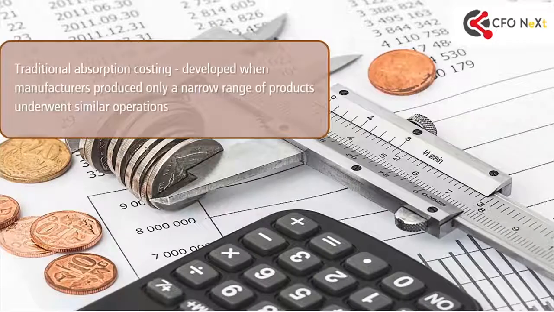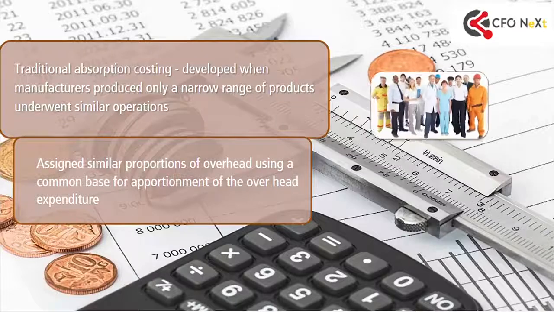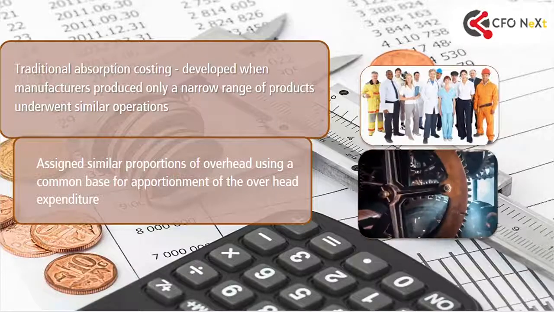Traditional absorption costing was developed when manufacturers produced only a narrow range of products, so that products underwent similar operations. Hence, they were assigned similar proportions of overhead using a common base for apportionment of the overhead expenditure, for example, labor hours, machine hours, etc.